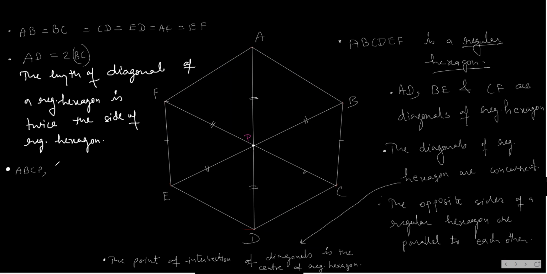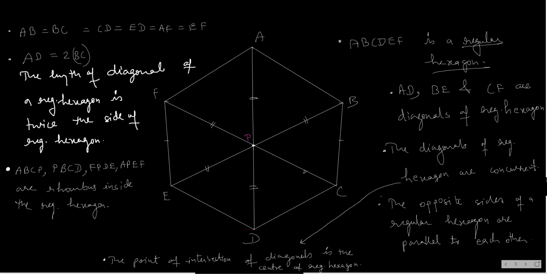ABCP, PBCD, then FPDE, APEF are rhombus inside the regular hexagon. Okay, you can check this out. You can copy this. See, these are certain points which will help us solve some problems.